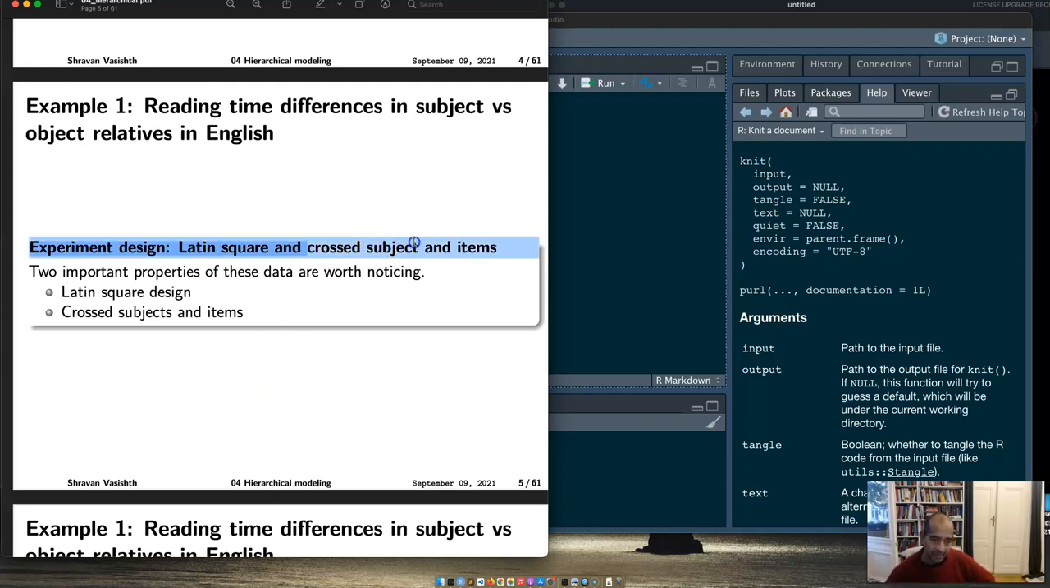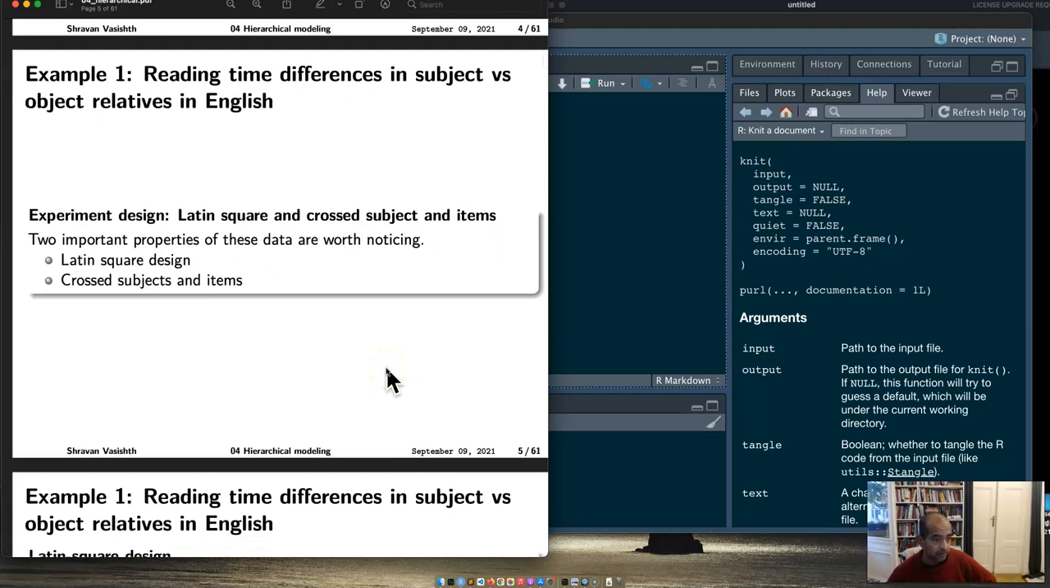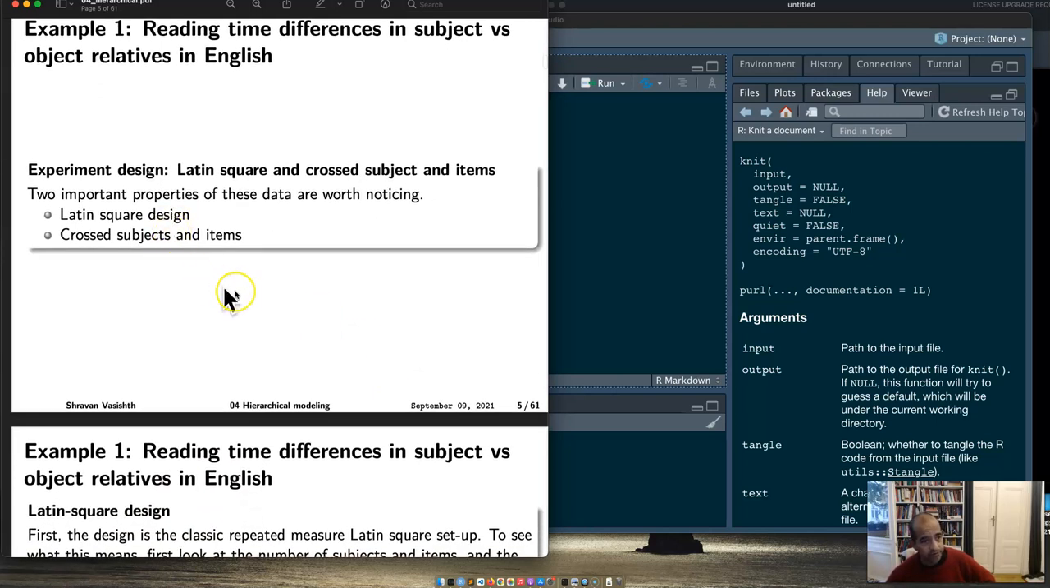And it has this characteristic cross subjects and items design that you might be familiar with from linear mixed modeling, right? So let's just quickly spend a few minutes trying to make sure that the data actually conform to these expectations. This was the plan: to run a Latin square design with cross subjects and items, and we want to always check that these assumptions are met.